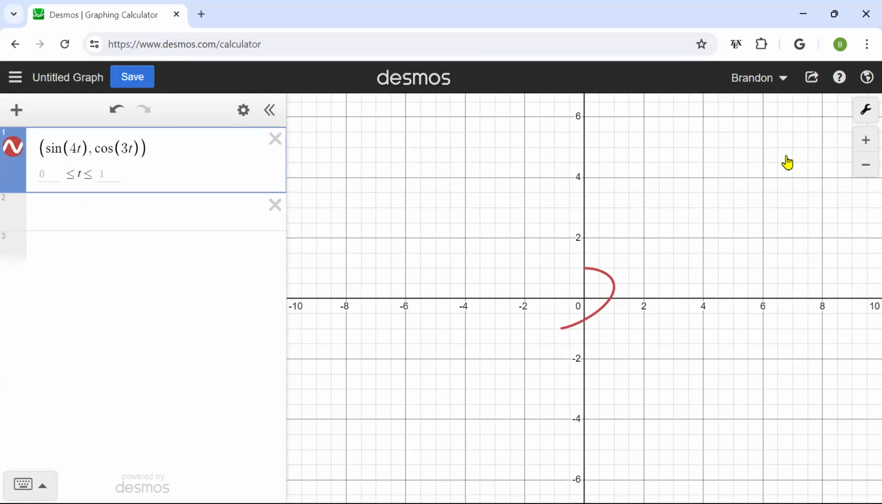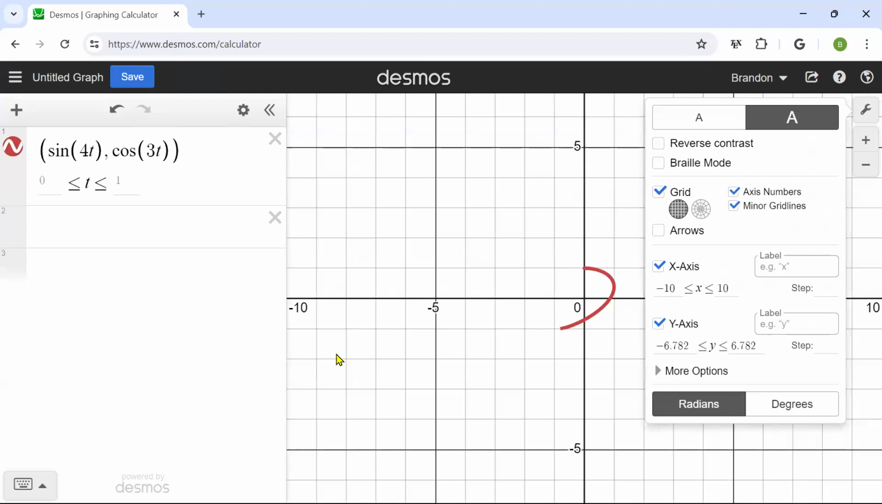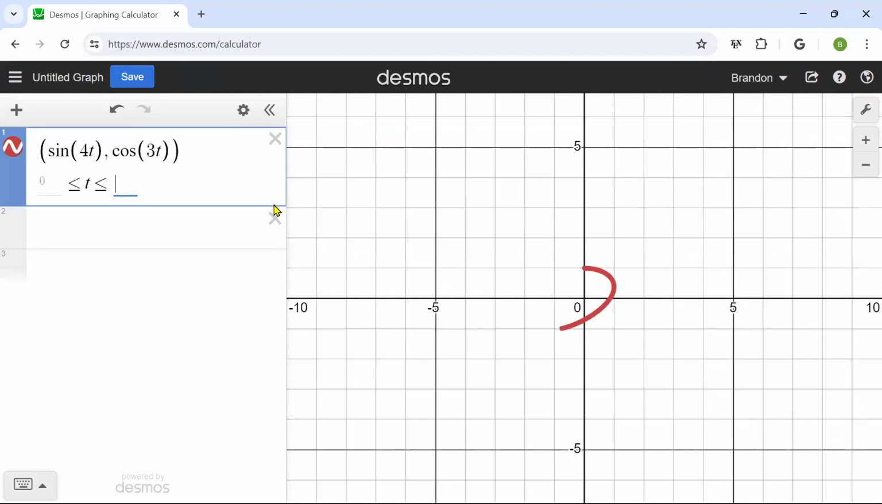Let me make the picture bigger. Right there. And I can change on Desmos how far this goes. Like I could have it go out to 3. Yeah, you want to see it?